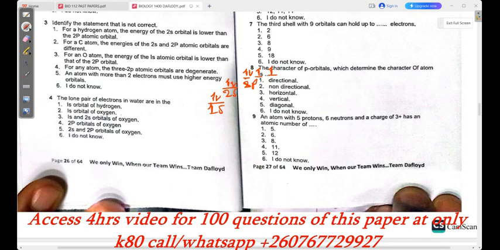1s orbital of oxygen, no. 1s and 2s orbitals of oxygen, no. So they are all in the 2p because the lone pairs are formed by these 4 electrons of oxygen. Option 4 is saying 2p orbitals of oxygen, so this is a true statement. 2s and 2p orbitals of oxygen, no. So it's just the 2p. The correct answer there is option 4. Hope you are able to follow and understand.